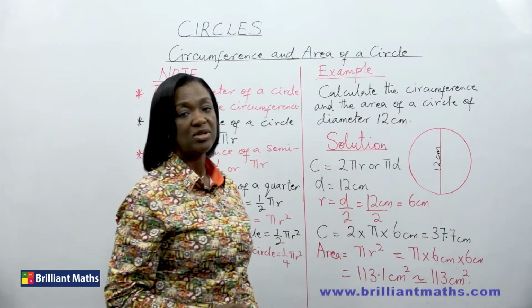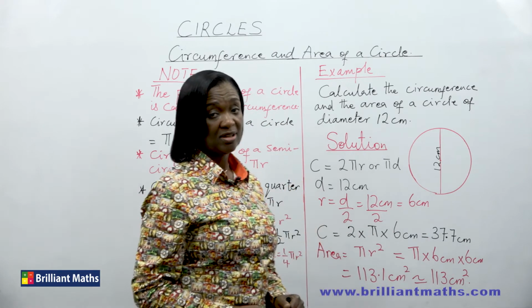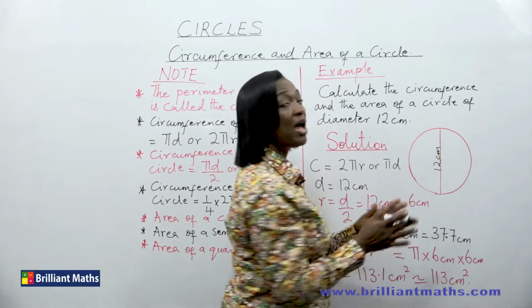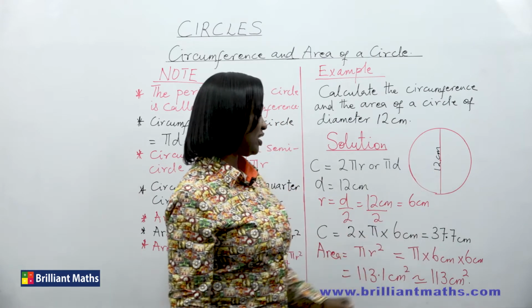37.7 centimeters. Put that into your calculator, you'll see that it's correct. And note that circumference, the distance around the shape, is a linear measure. So it is in centimeters in this case.